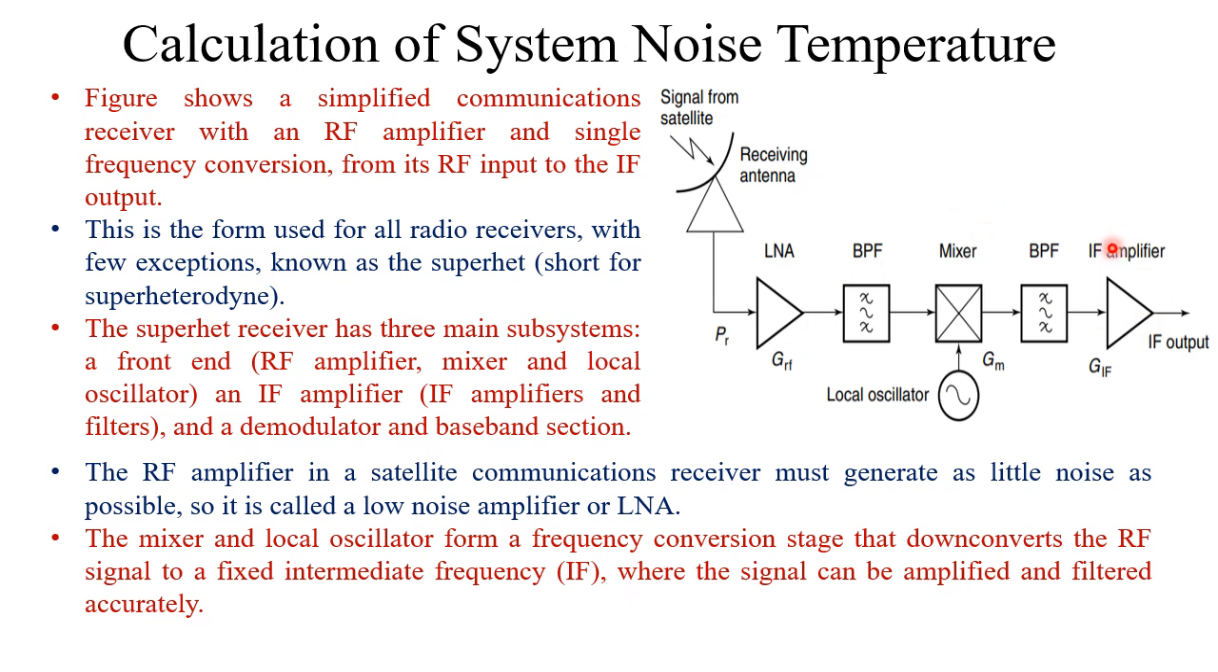And IF is chosen in such a way that the amount of noise or available noise power becomes lesser. In RF's range, the amount of noise is higher, but if we down convert it into IF, the noise contribution would be lesser. That is why this conversion is done from RF to IF. This conversion is done to minimize the noise.